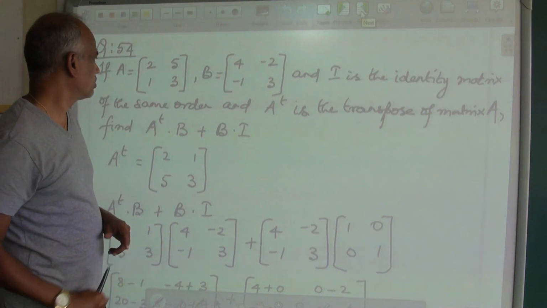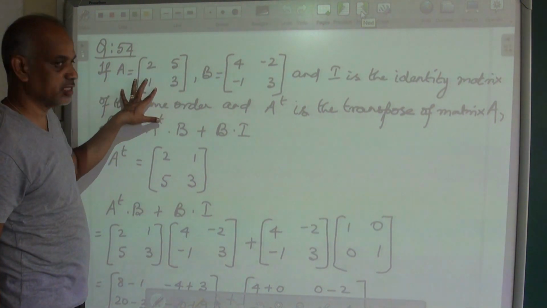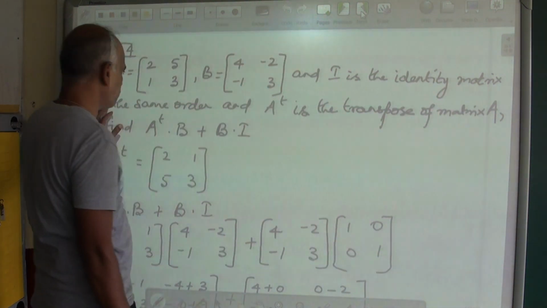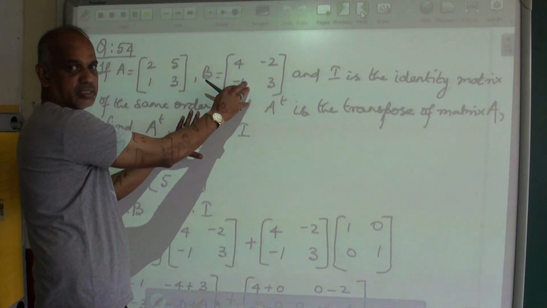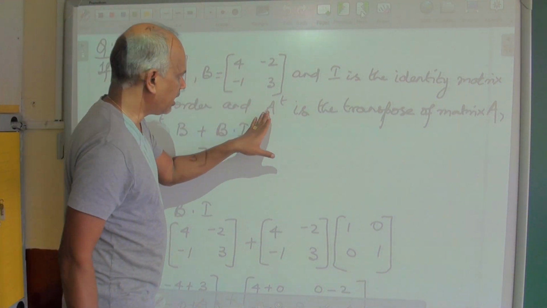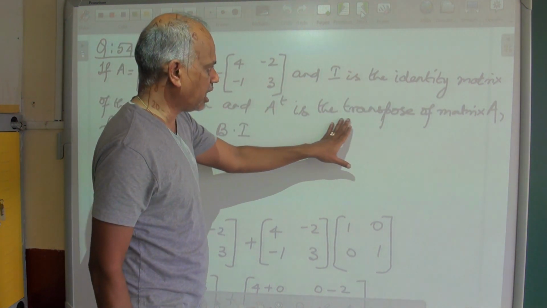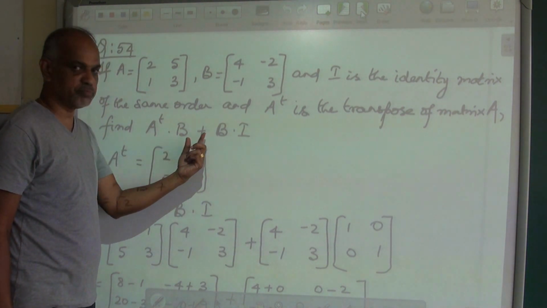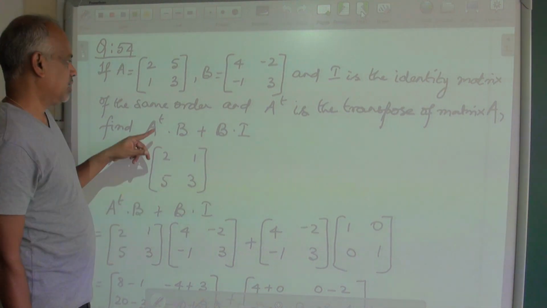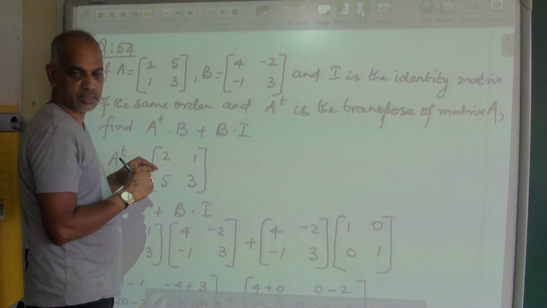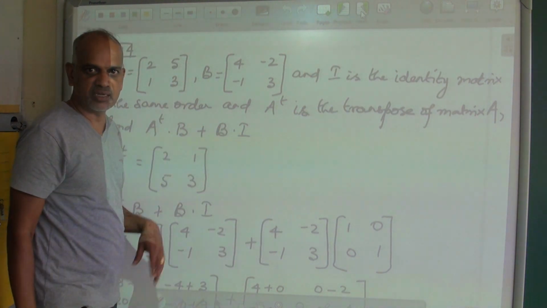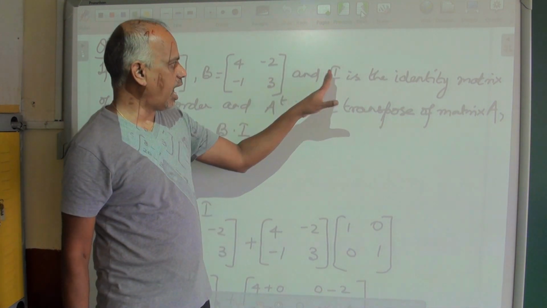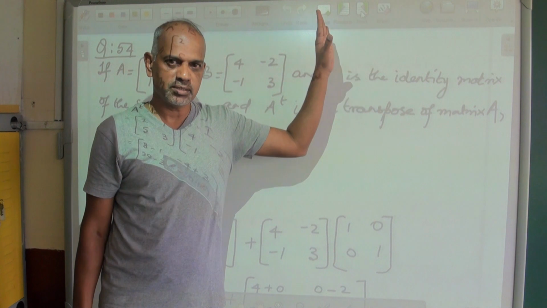It's question number 54. If A is a matrix, this one, and B is this, and I is the identity matrix of the same order as this, and A^T means A transpose, the transpose of matrix A. Find A transpose into B, plus B into I. See, you know A, you know B. I also you should know. I is identity matrix, which means diagonal elements should be 1s, the rest should be 0s. So I value must be 1, 0, 0, 1.